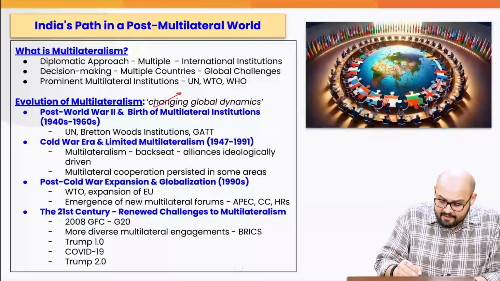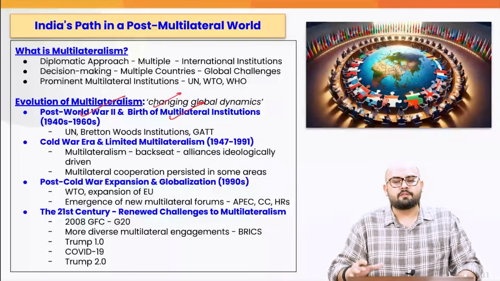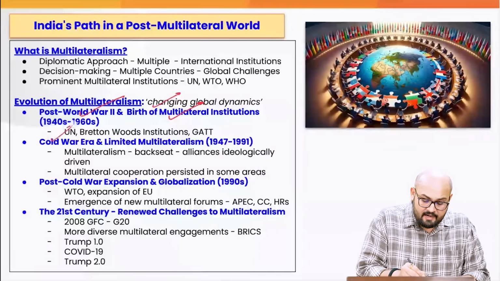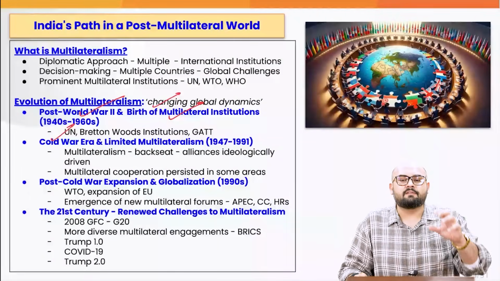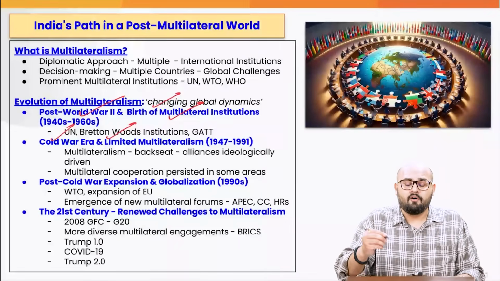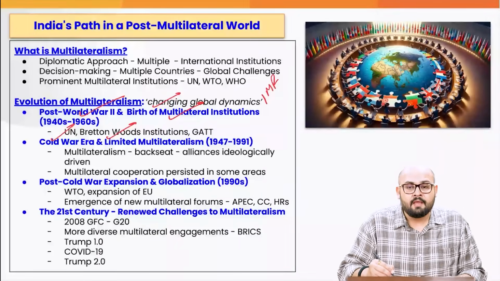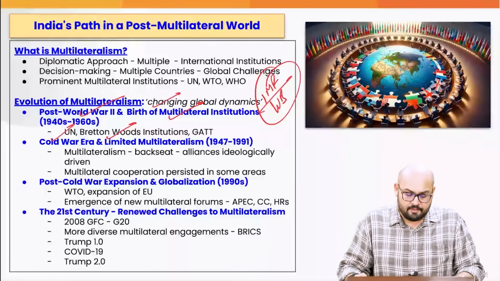Now, if you look at the post-World War period, there was a kind of birth of multilateral institutions. The very first was the United Nations, for peace and international security. That was the very objective. And we also had the inception of the Bretton Woods institutions in the form of the International Monetary Fund and the World Bank Group, right? So these two are the Bretton Woods institutions.